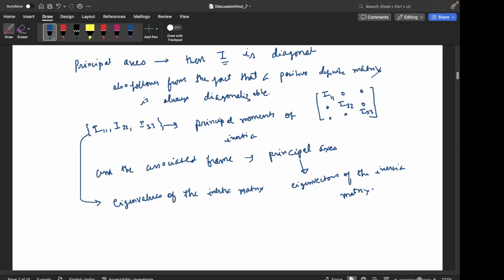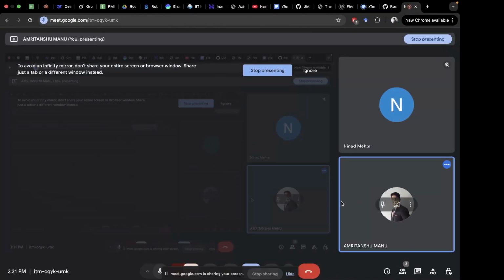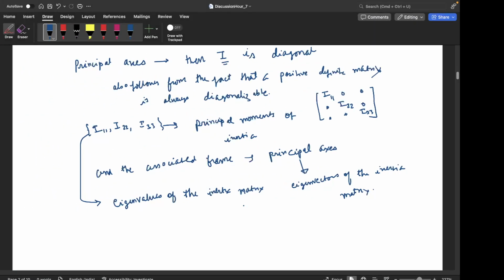Okay, so to summarize about the inertia matrix: it is a positive definite symmetric matrix. It also has descriptions in which it is completely diagonal. That description can be written if the frame in which the inertia matrix is described is aligned with the principal axis.